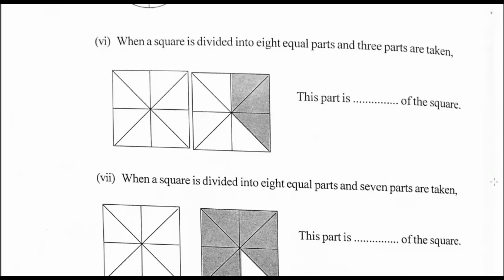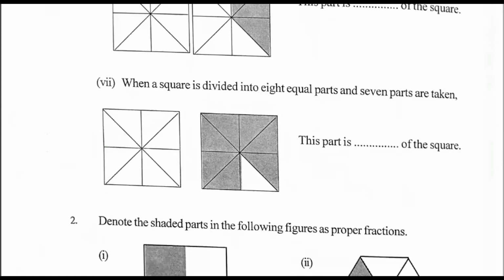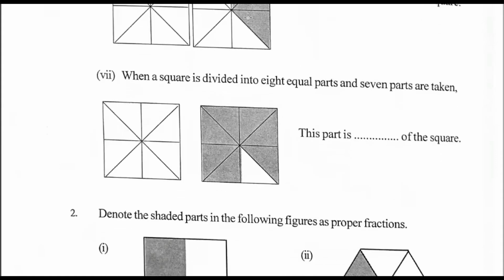Right. Next one. When a square is divided into 8 equal parts and 7 parts are taken, so what is the answer? Very easy. 7 over 8. Or else you can read it as 7 eighths. Okay. Is it clear for all of you?